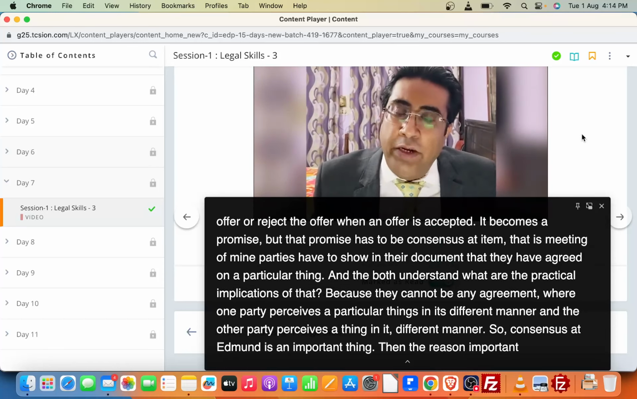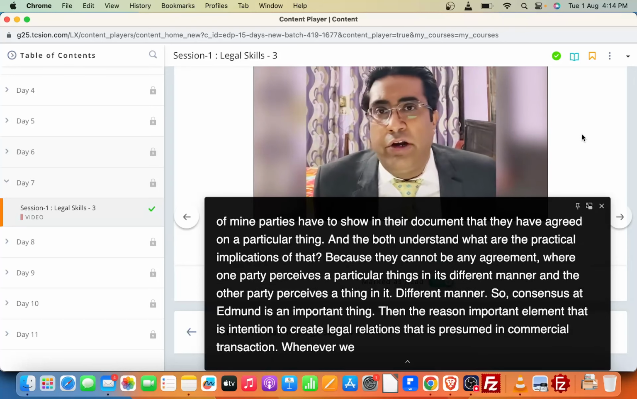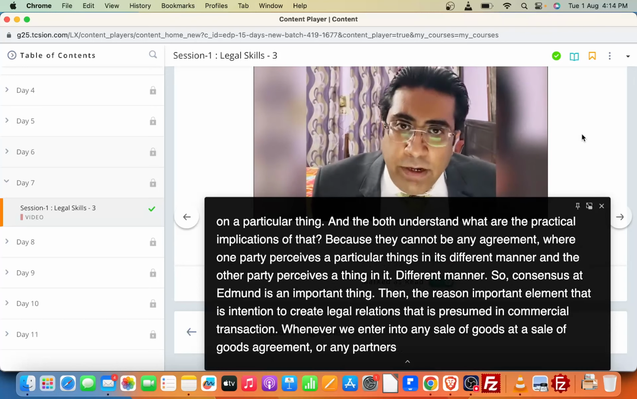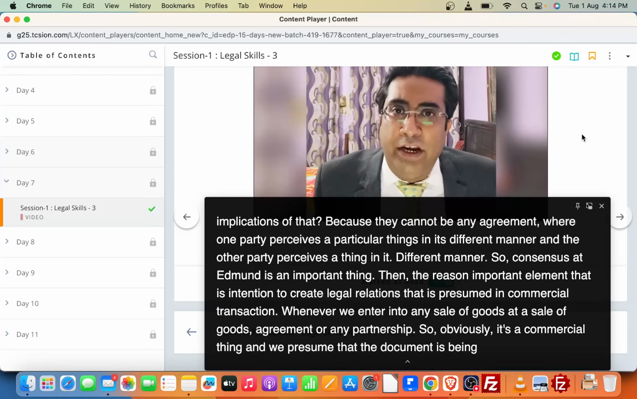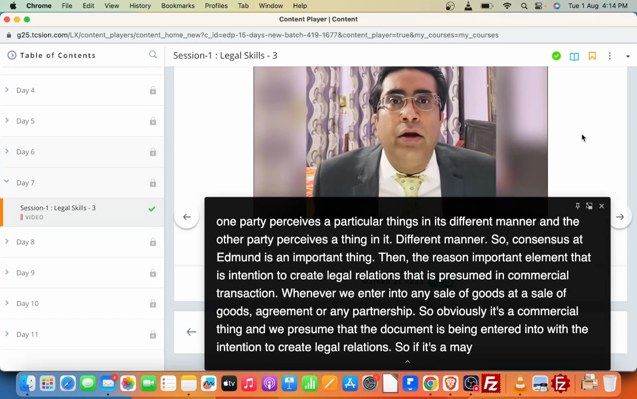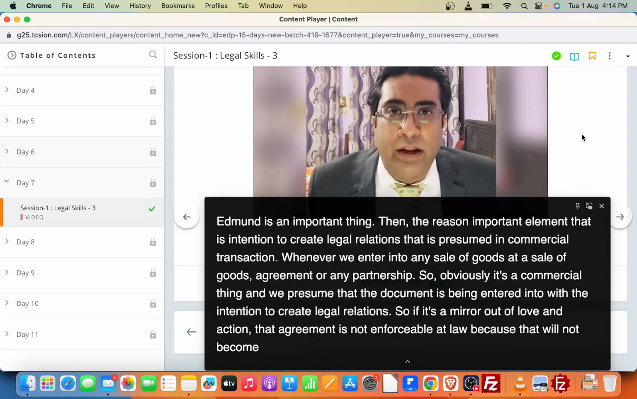Then there is an important element, that is intention to create legal relations. That is presumed in commercial transactions whenever we enter into any sale of goods agreement or any partnership deed. So obviously it's a commercial thing, and we presume that the document is being entered into with the intention to create legal relations. So if it's a mere thing out of love and affection, that agreement is not enforceable at law, because that will not become a contract, right?